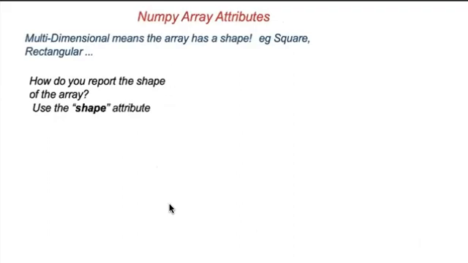Multidimensional means that the array has a shape. It could be a square, it could be rectangular. How do you report the shape of the array? You will use the shape attribute. You just have to type a.shape to know the shape. For A, it was a 3 by 3 array. It had 3 rows and 3 columns.